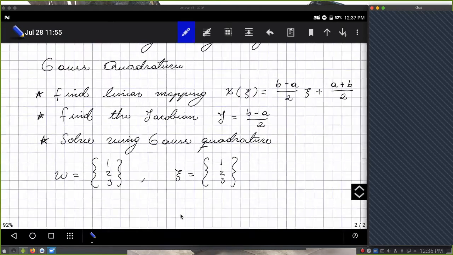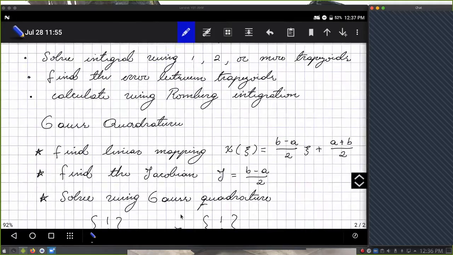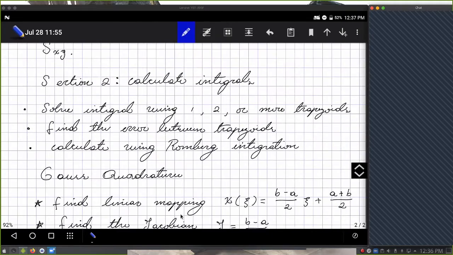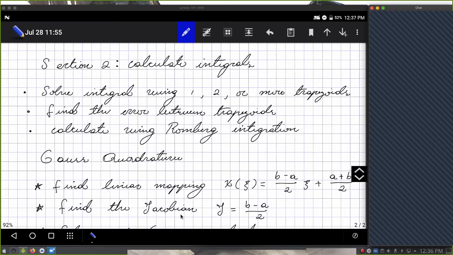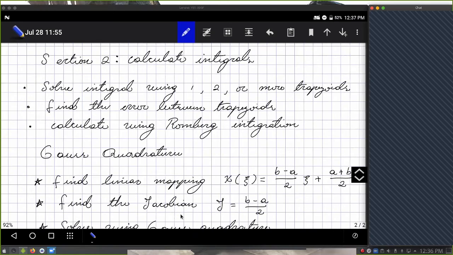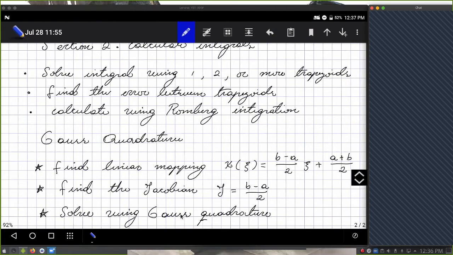So again, this is the end of the second section. The second section has to do with calculating integrals. You will have to solve an integral using one, two, or more trapezoids. You will have to find the error between using a certain number of trapezoids and another number of trapezoids. So if they want the error between using 3 trapezoids and 2 trapezoids, then you have to be able to calculate that. You have to calculate integrals using Romberg integration.